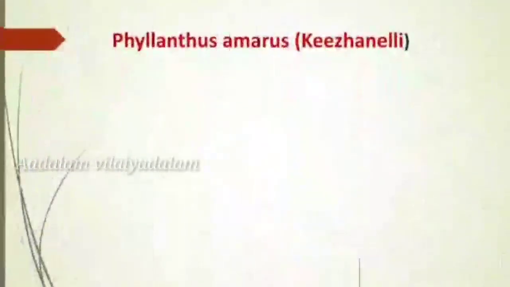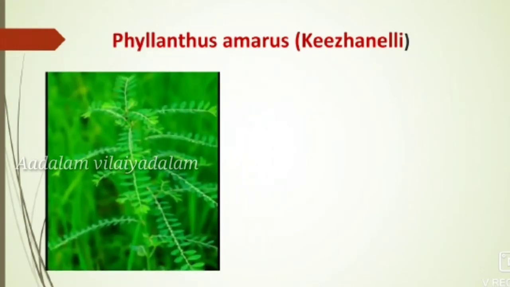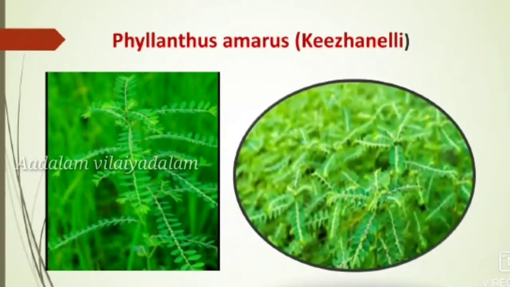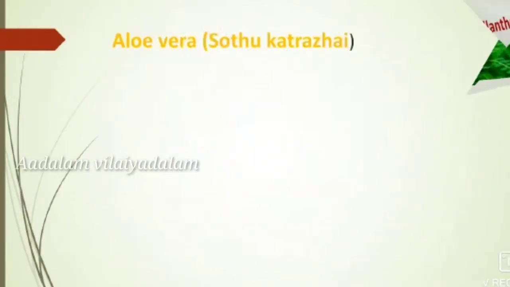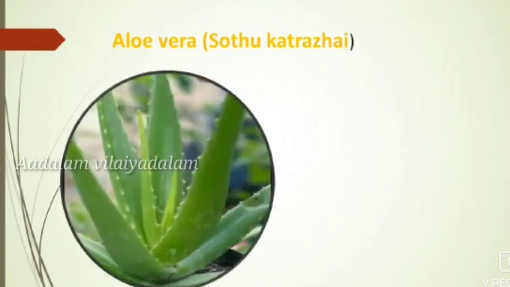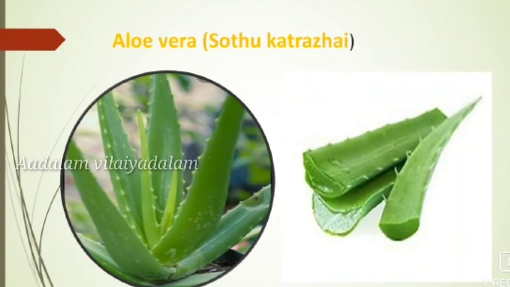The fourth one is Phyllanthus amarus, commonly named Keezhanelli. It belongs to the Euphorbiaceae family, and the entire plant is used for the treatment of jaundice. And the last one is aloe vera, commonly termed Sothukathalai, and it belongs to the Liliaceae family. The leaves of this plant are used to cure piles, inflammations on the skin, and also peptic ulcer.